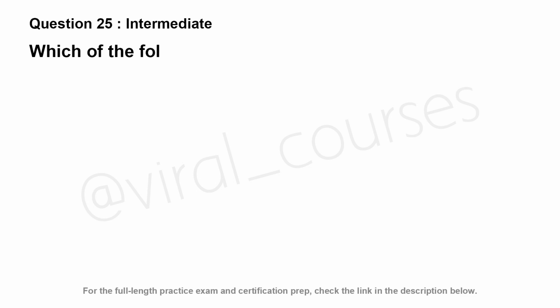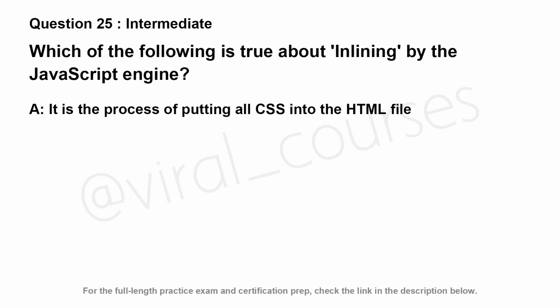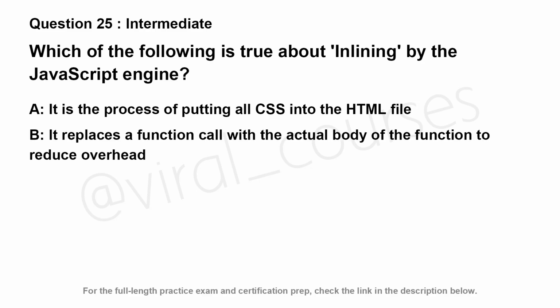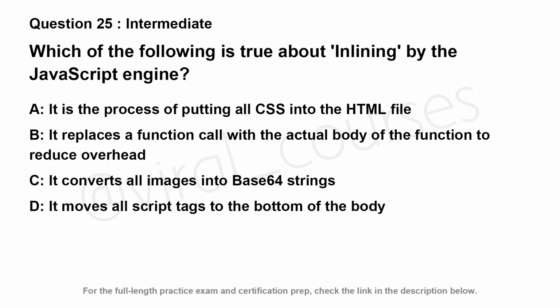Which of the following is true about inlining by the JavaScript engine? Option A. It is the process of putting all CSS into the HTML file. Option B. It replaces a function call with the actual body of the function to reduce overhead. Option C. It converts all images into base 64 strings. Option D. It moves all script tags to the bottom of the body.